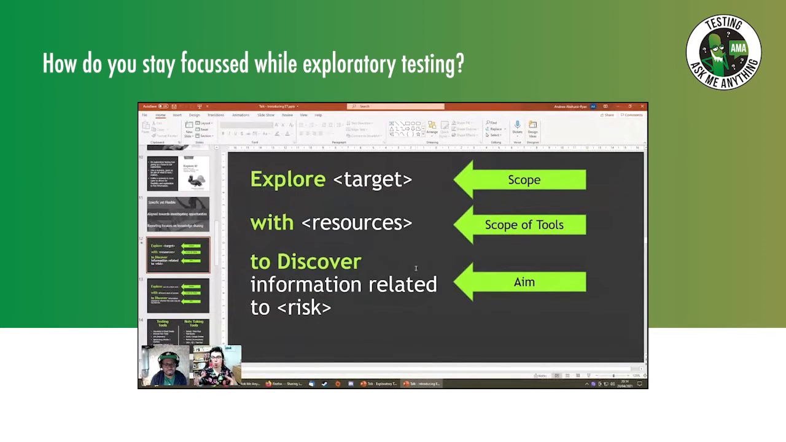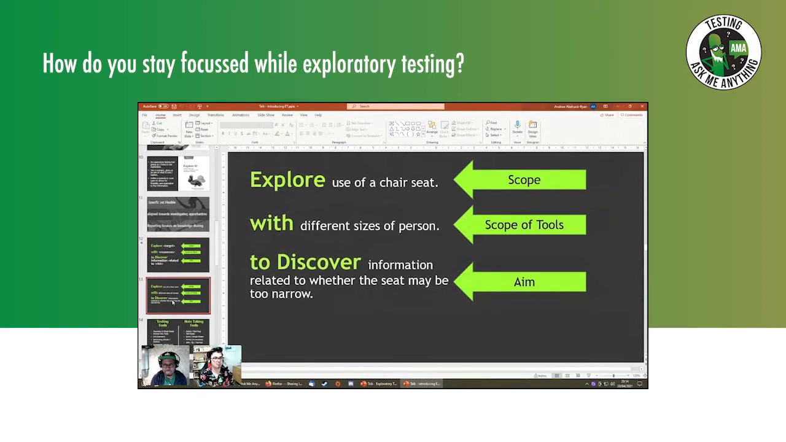So when we want to keep on scope with our testing, I've talked about what Elizabeth Hendrickson said about exploring something within the scope of our tools to discover information about our risk. This kind of test, and if I give an example here about the chair seat again, so different chair seats with different sizes of person to discover information about whether or not the chair seat might be too narrow for people. As I'm going through my testing, I've got this in mind, and I'm exploring, I'm doing different things.